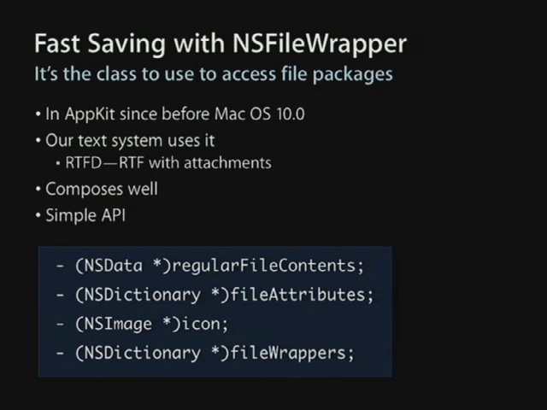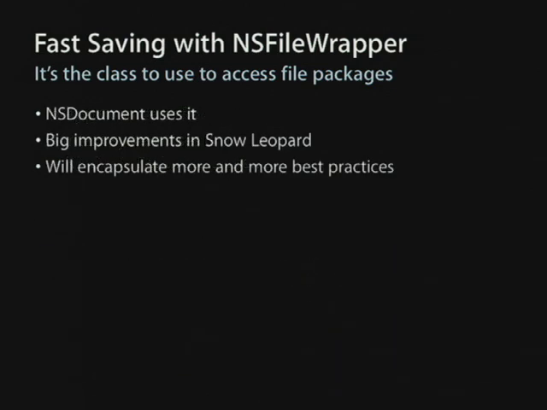And you can get the icon too. TextEdit uses this when you drag attachments into a document. This is where TextEdit is getting the icon that shows up. And then also, when there's a hierarchy, to get the nested directories, you invoke the file wrappers method, and that returns a dictionary that's keyed by file name. And the values are NSFileWrappers. So it's the class to use to access file packages.